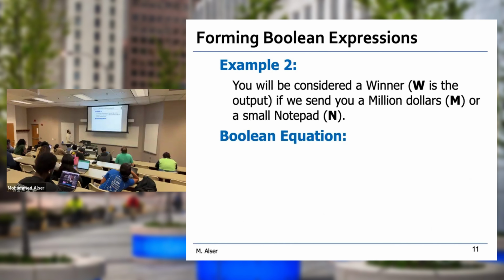Now let's see another example. You'll be considered a winner, W is the output, if we send you $1 million or a small notepad. Would you take a notepad or $1 million?